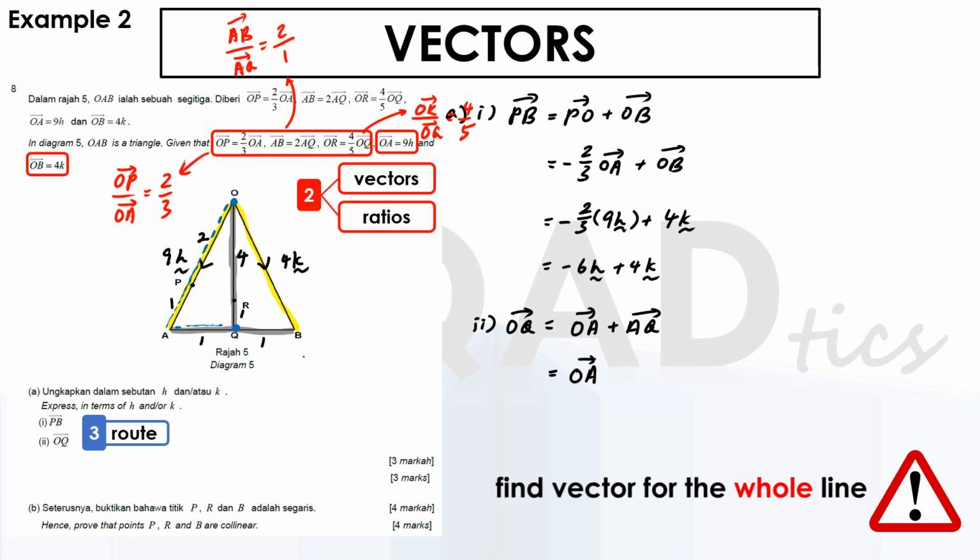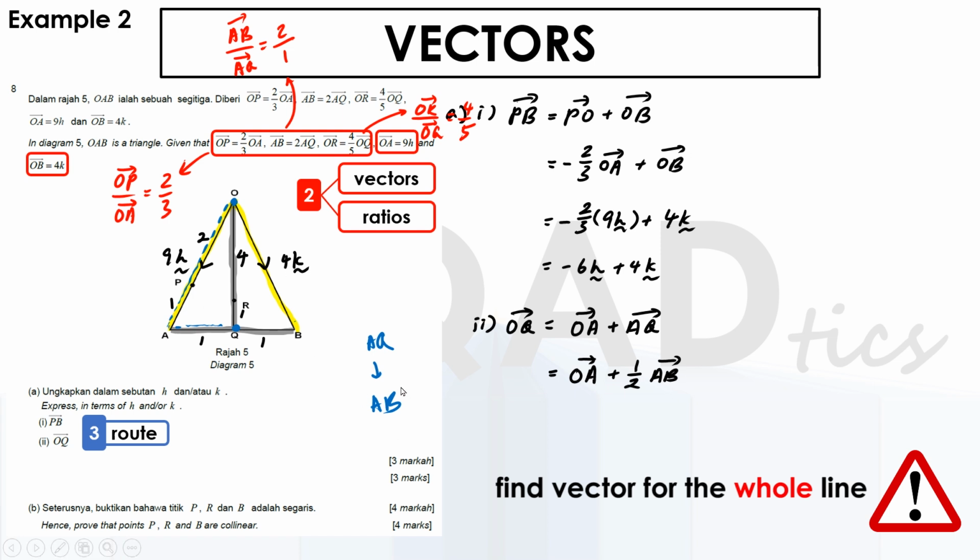Okay, so now I switch from AQ to finding AB. Okay, but of course here, to switch from AQ to AB, I need to have a ratio, right? So we know that AQ is only half of AB. So for AQ, I will multiply by half, 1 over 2, times the whole vector, which is AB. Okay, so now my direction here is to find OA and AB.